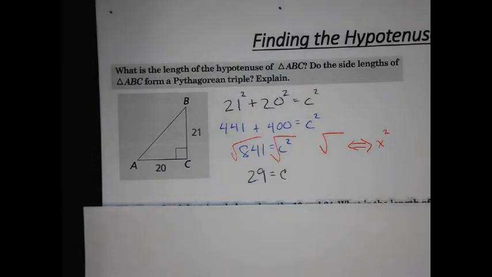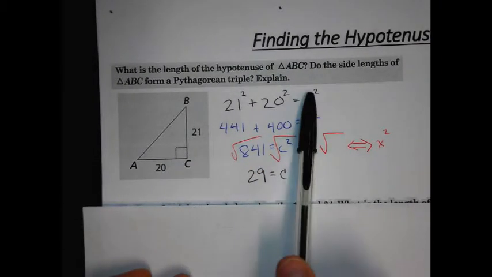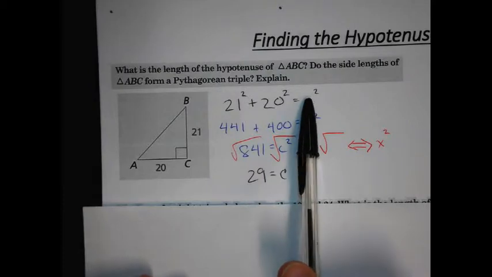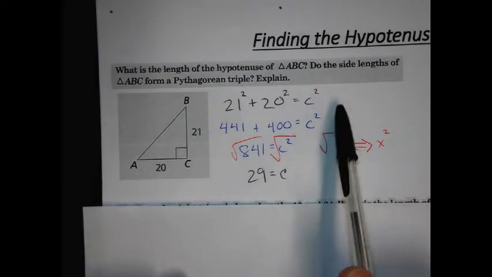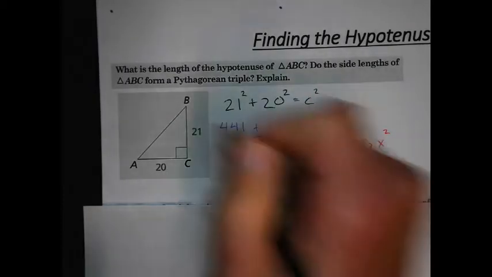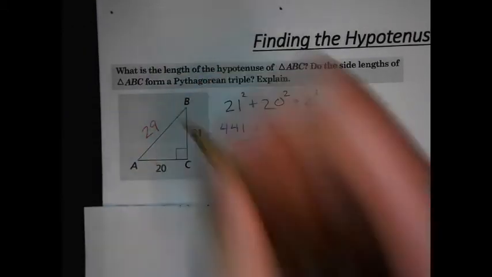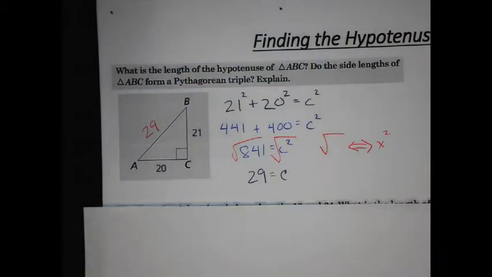So now we know that the hypotenuse is 29. And again, it doesn't matter that we call it C. We could have called it A, we could have called it B, we could have called it X, could have called it Fred. It doesn't matter. All we know is it's the hypotenuse, and it's 29 units, and that's important. So we now have found the hypotenuse.